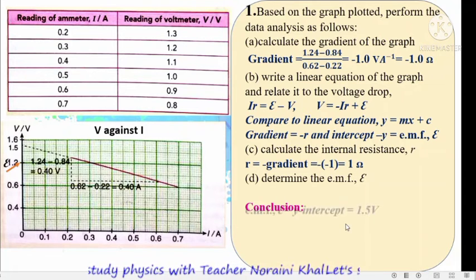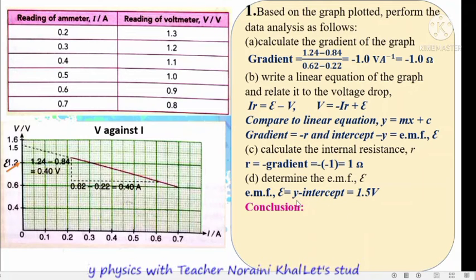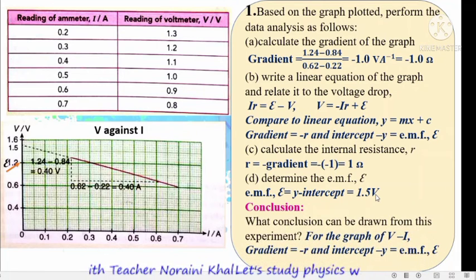Okay, determine EMF by extrapolation, so we get EMF equals the y-intercept equals 1.5 volt. Thus the conclusion: for the graph of V against I, the gradient equals negative internal resistance, or R equals the negative gradient of the graph, and then EMF equals the intercept at the V-axis, or y-intercept.